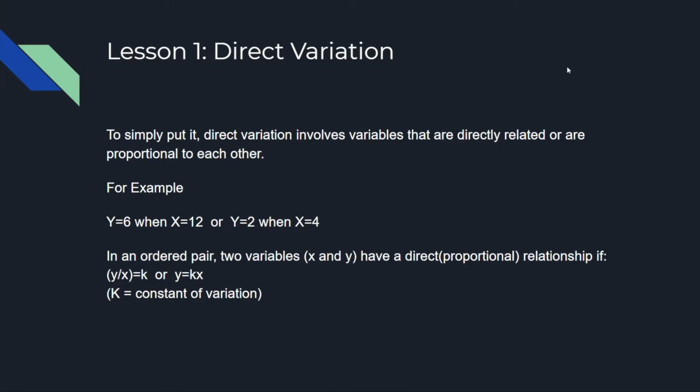As an example, we can go back to the example above. We could put 6, or y, over 12, or x, and we get 1/2 as our constant of variation. Same thing goes for the other y and x values.